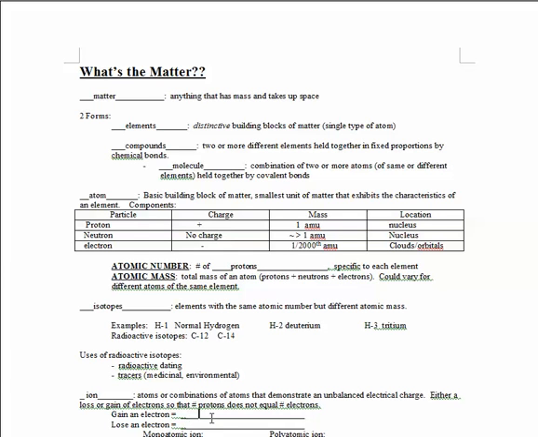So if you were to gain an electron, remember, it's confusing because I'm using the word gain, but if you gain an electron, you gain a negative charge, and therefore you would become what's known as an anion, which is a negatively charged ion. If you lose an electron, now you have more protons than electrons, and you become a cation, which has a positive charge.